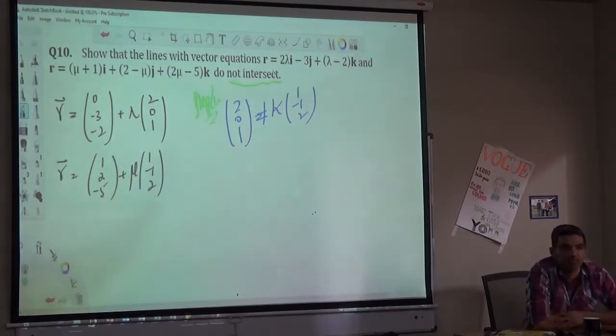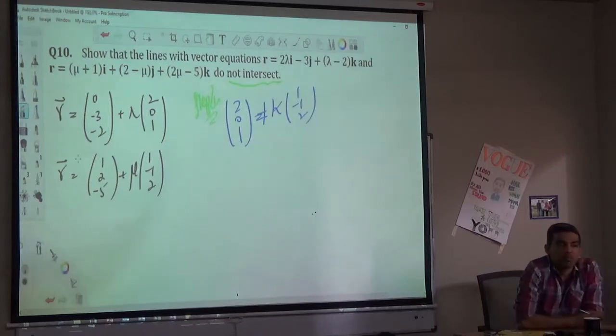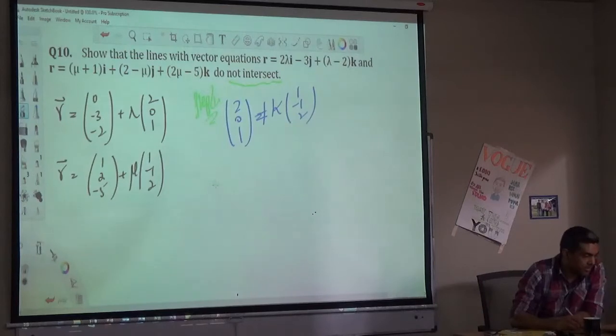We need to show they do not intersect. So the value of lambda will be different for each. Okay, convert both the equations to the parametric form. So I guess it should be something like this.